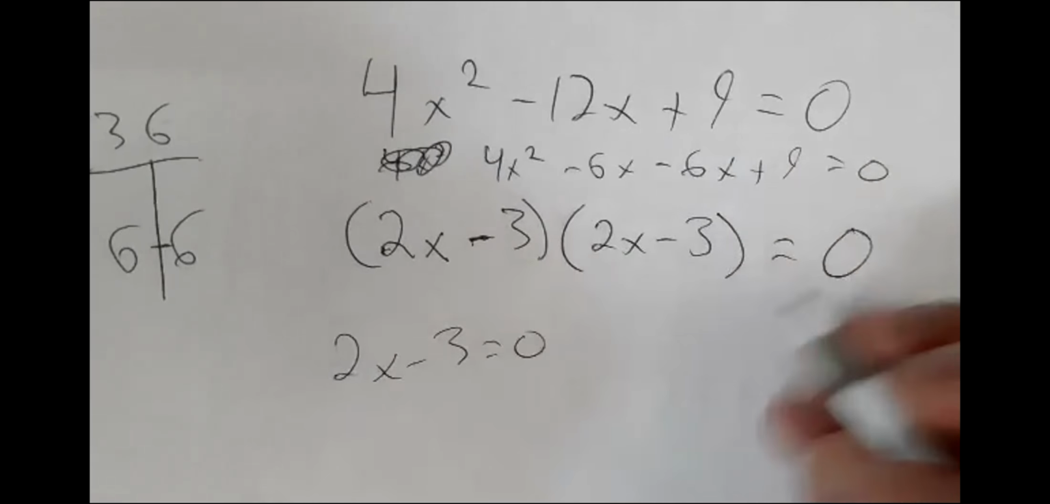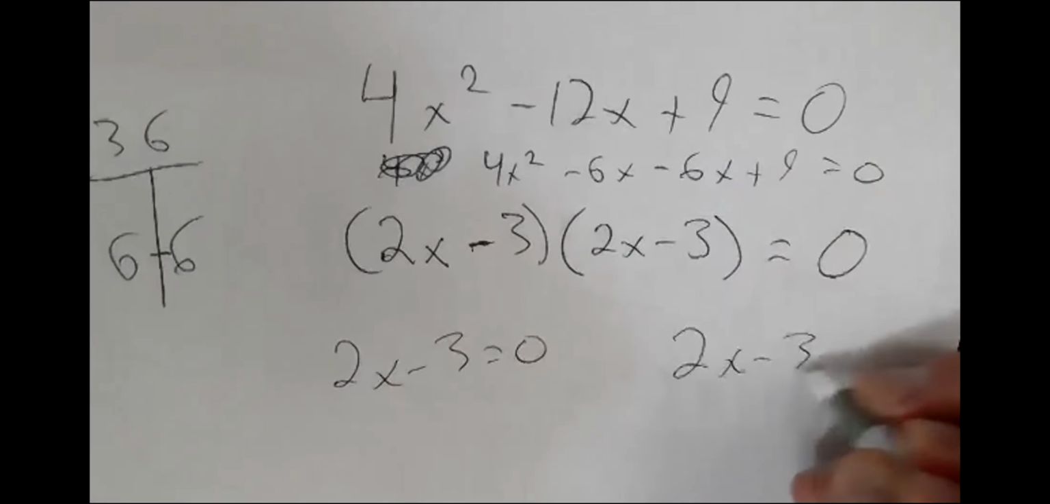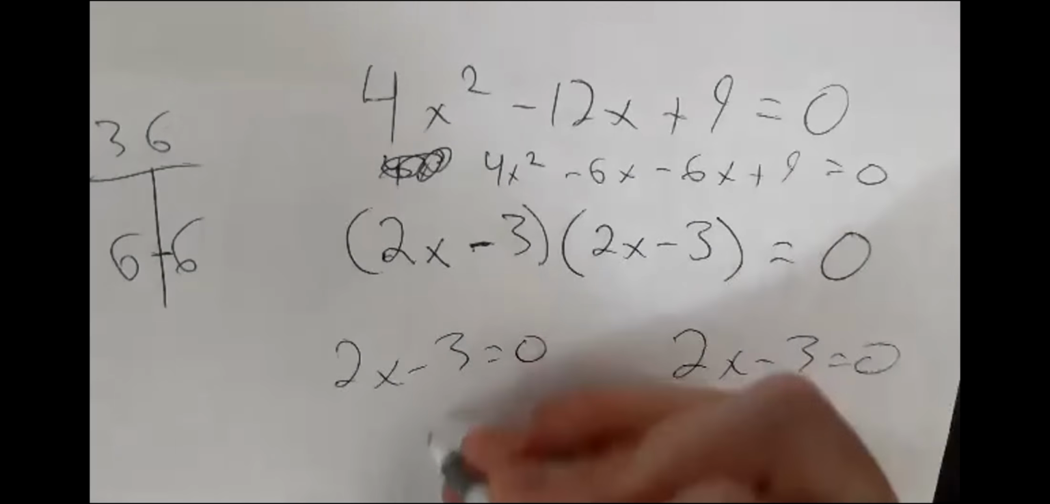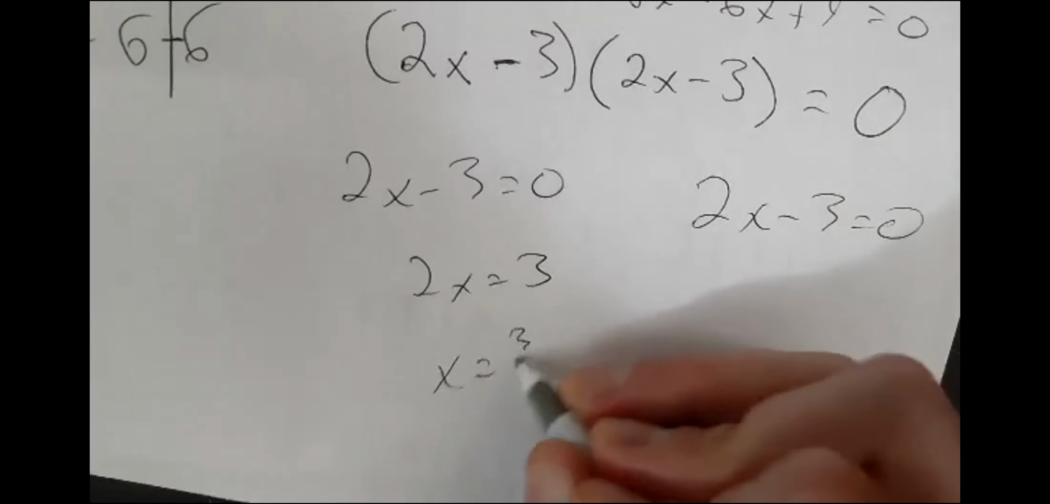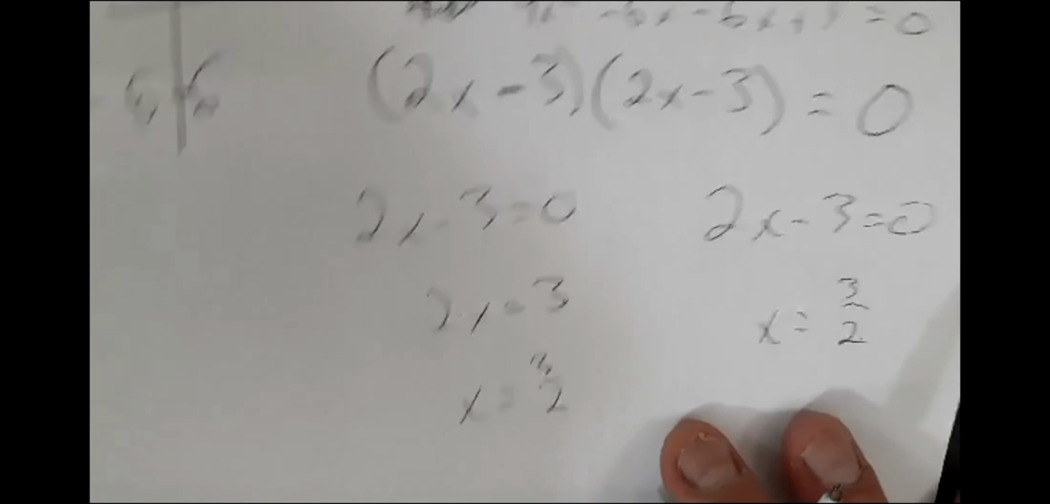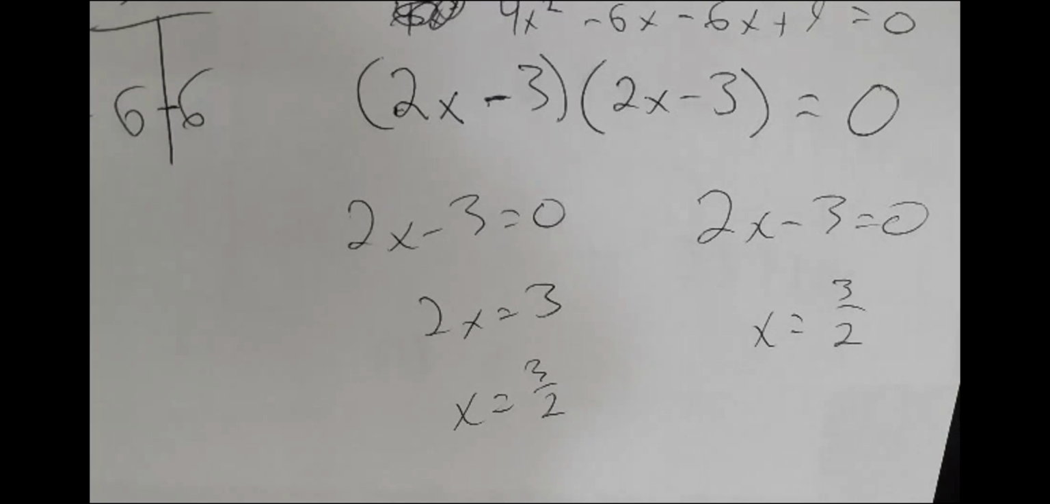2x minus 3 equals 0, or guess what else? Or 2x minus 3 is 0. So either 2x is equal to 3 and x is 3/2. Or guess what else? x could also be 3/2. Okay.